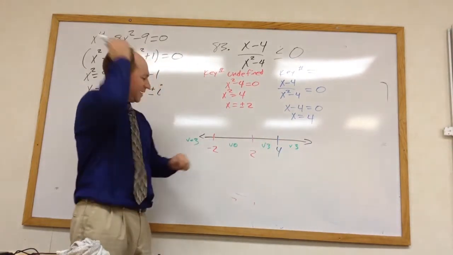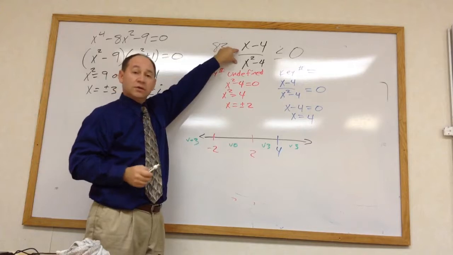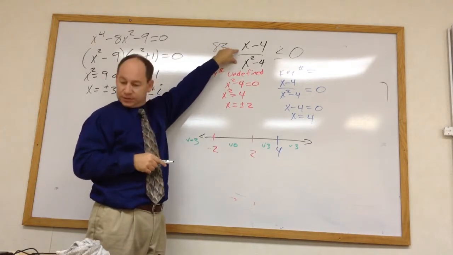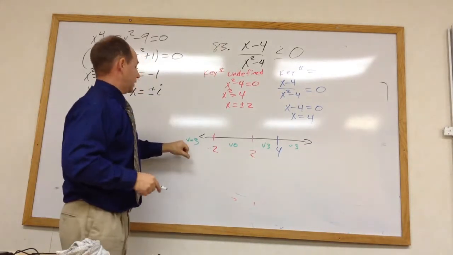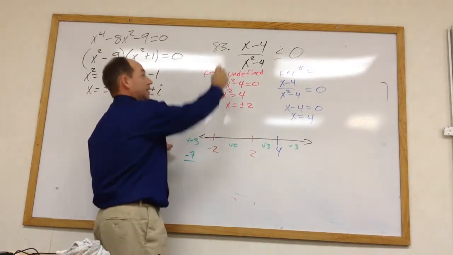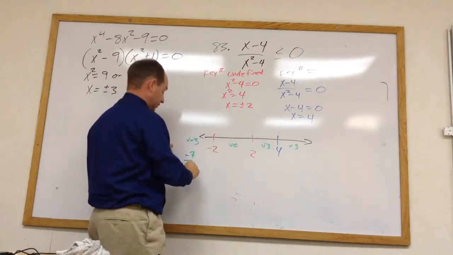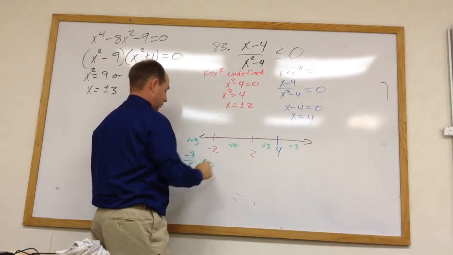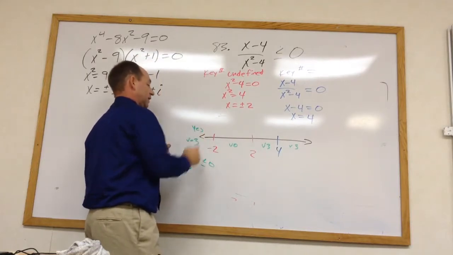You might say, what do you mean by check these? I mean, I'm going to go back to the original and see if it makes the sentence true or false. So I put negative 3 into that original. Negative 3 minus 4 is negative 7. Negative 3 squared is 9. 9 minus 4 is 5. Is that less than or equal to 0? And the answer is yes.